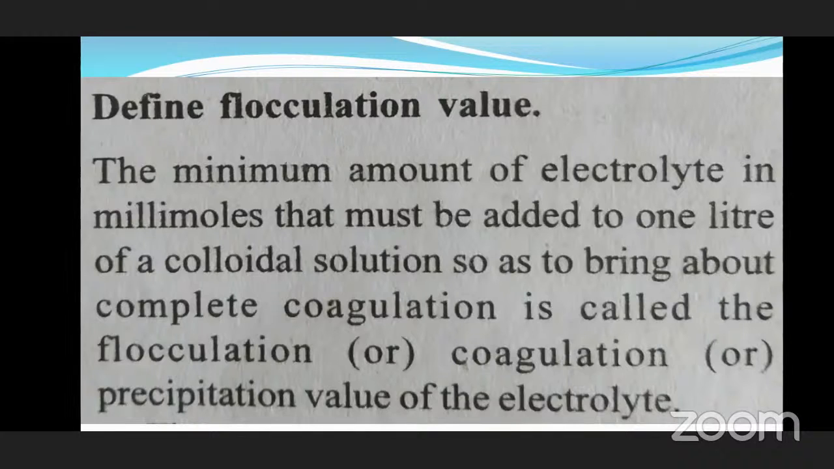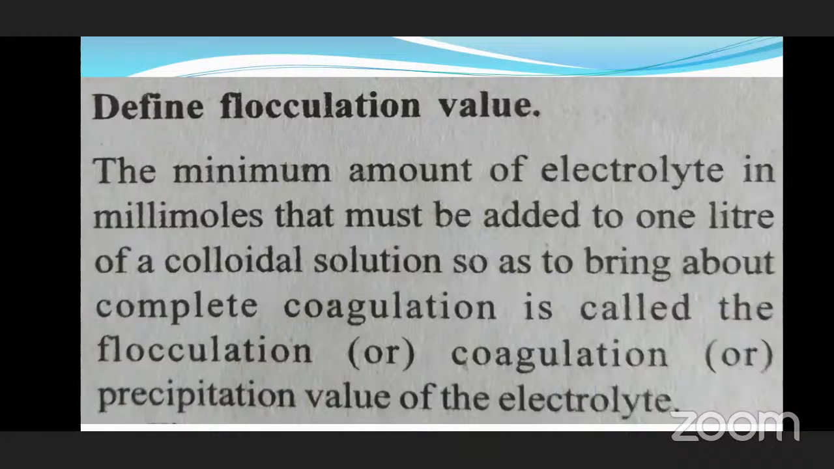That means the minimum amount of electrolyte used to form the coagulation or precipitation. The minimum electrolyte used to complete the coagulation process, that value is called the flocculation value. Simply, coagulation is also called flocculation or peptidization.